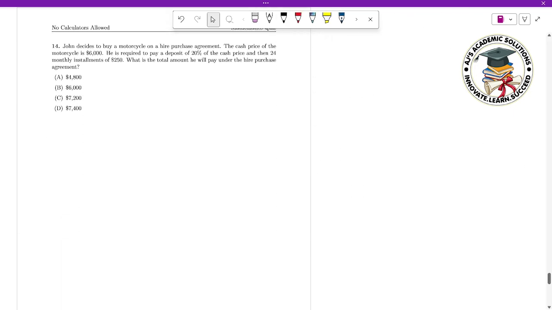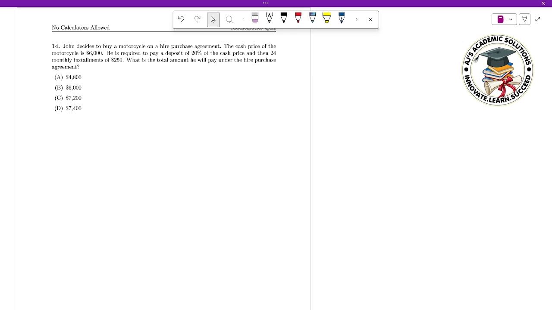John decides to buy a motorcycle on a hire purchase agreement. The cash price of the motorcycle is $6,000. He is required to pay a deposit of 20% of the cash price and then 24 monthly installments of $250. What is the total amount he will pay under the hire purchase agreement? So now this question has several moving parts. So what exactly does that mean?